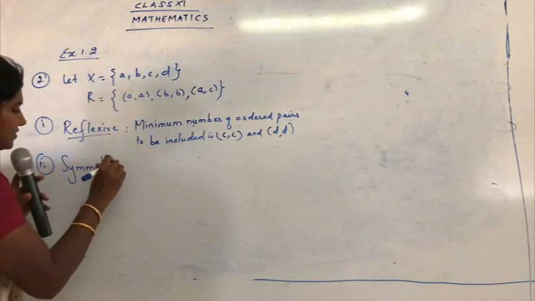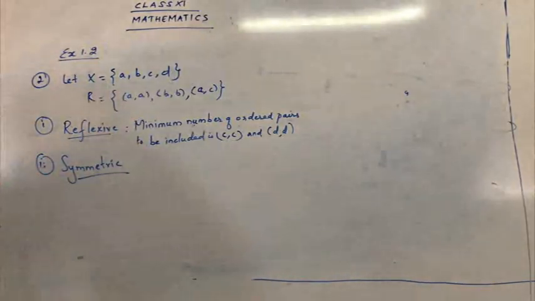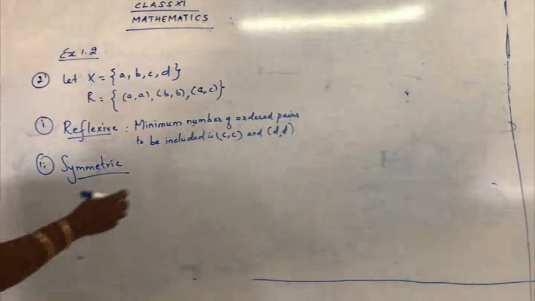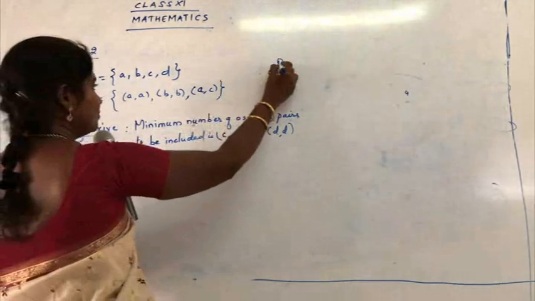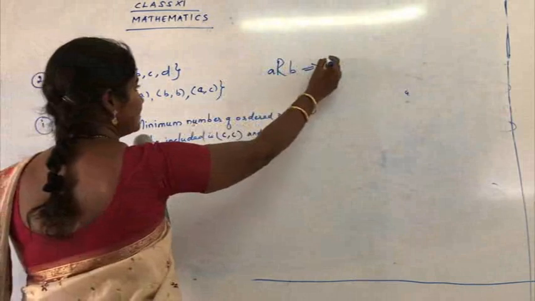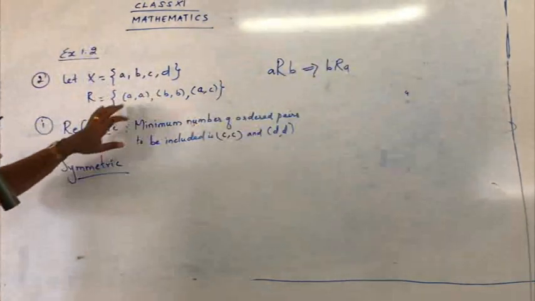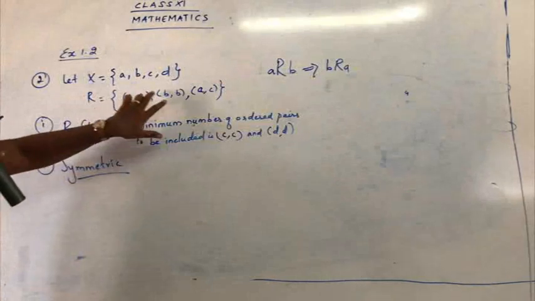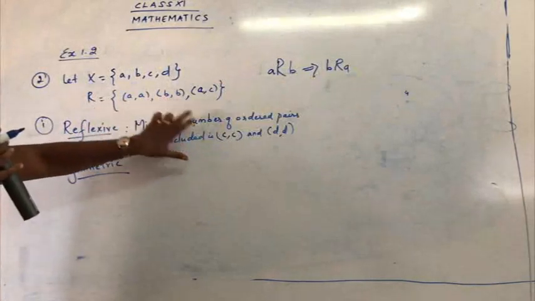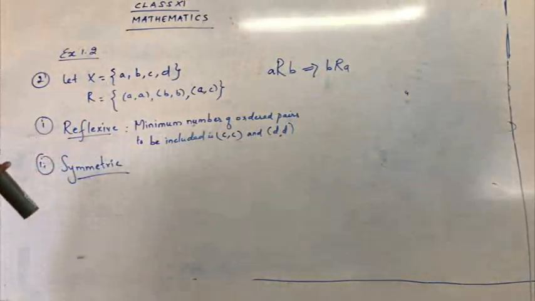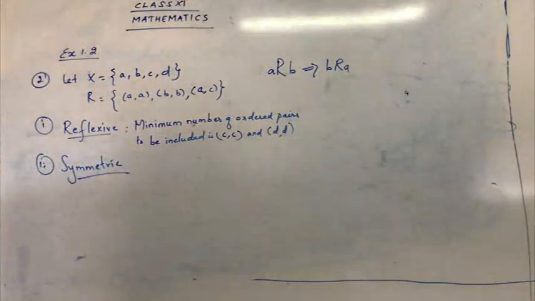Okay, let's see for symmetric. So what was the definition for symmetric? A related to B implies B related to A. So just see here, check here. A related to B implies B related to A. See here, for the previous part, AA was present, BB was present. What was missing? CC and DD were missing for the reflexive part. So we have added that. Now we have to check for the symmetric part.